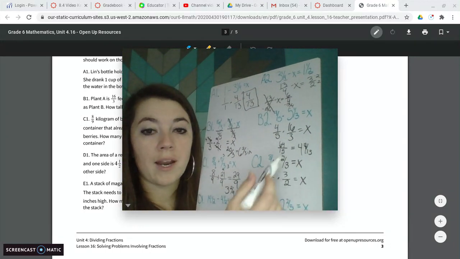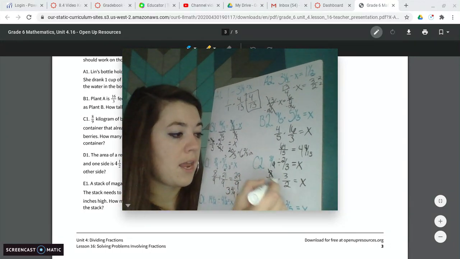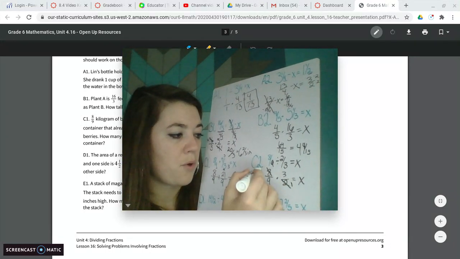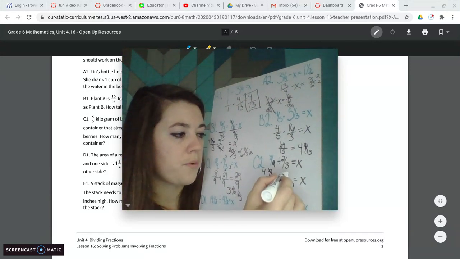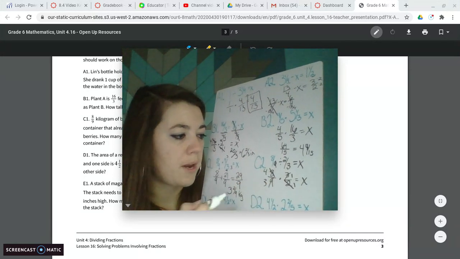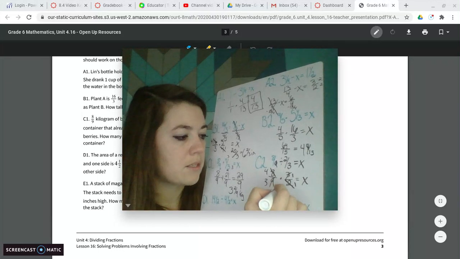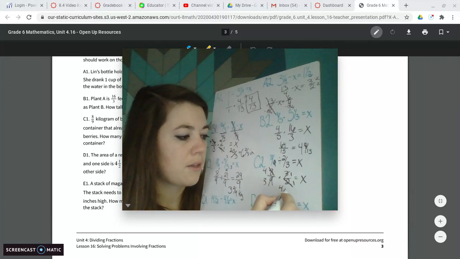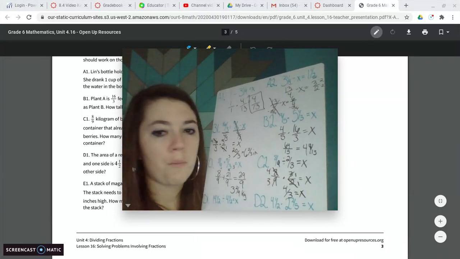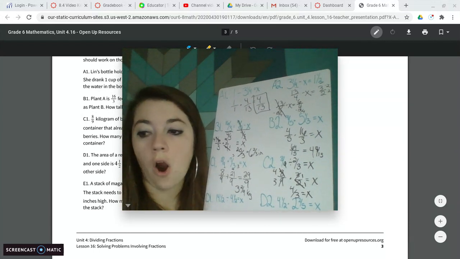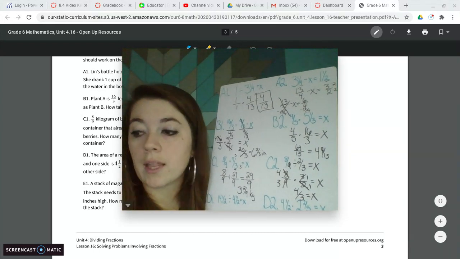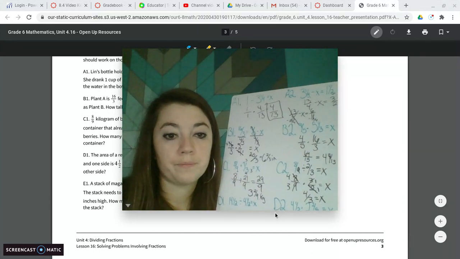We end up with 3/2 equals x. Now, in this one, everything can cancel. So the 8 and the 2 will cancel. Divide them both by 2. The 9 and the 3 can cancel. Divide them both by 3. So 4 times 1 is 4. 3 times 1 is 3. So we end up with 4/3 for our value of the kilograms that the container can hold.